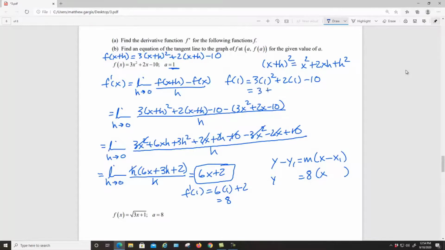So this will be 3 plus 2 minus 10. So 5 minus 2 is negative 5. So it looks like the point (1, negative 5) is what's on the graph. So here I would say x minus 1, y minus negative 5 would be plus 5. And then just do a little algebra here. And the equation of the tangent line at the point (1, negative 5) is y equals 8x minus 13.